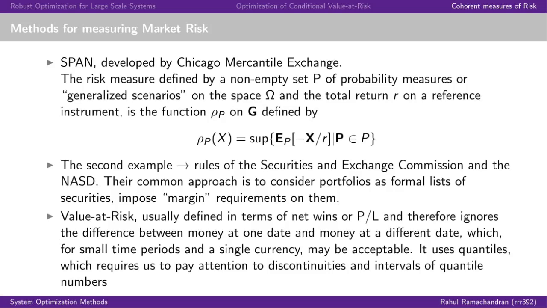These are brief descriptions of methods used to measure market risk. The first one here is SPAN, developed by the Chicago Mercantile Exchange, and the second one is by the Securities and Exchange Commission.